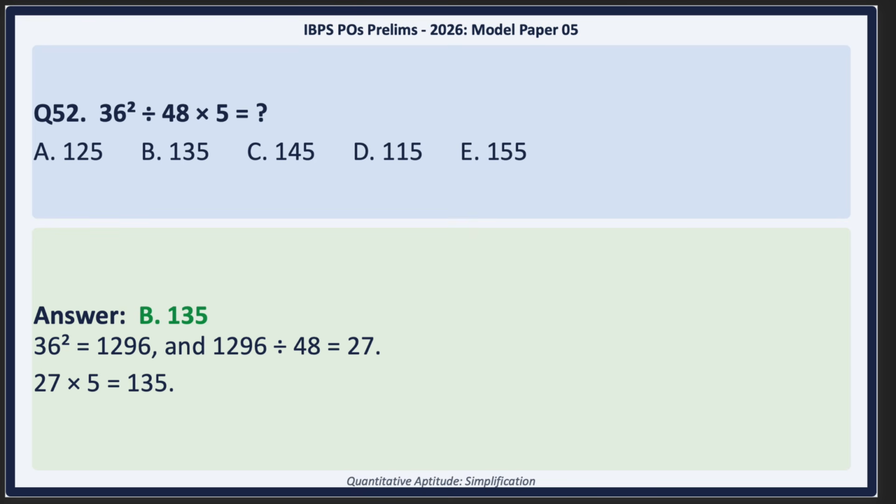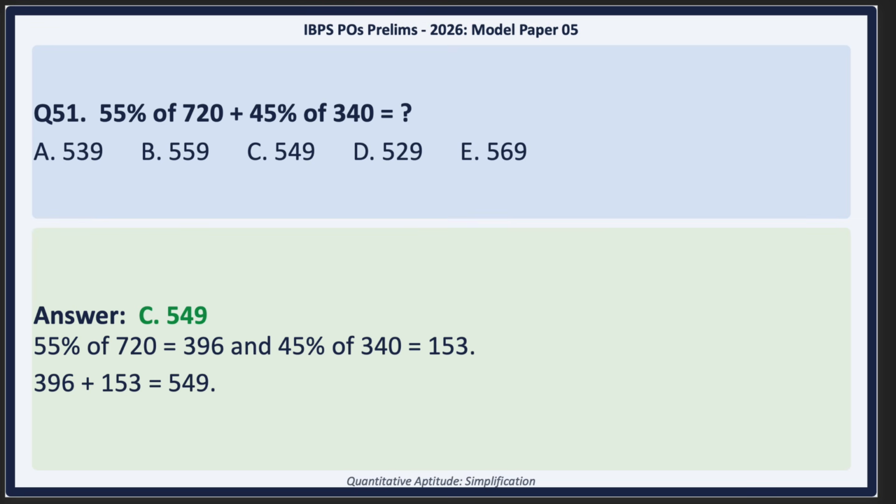Like in question 51, you need 55% of 720 plus 45% of 340. Don't multiply. So chunk it again. Yeah, find 50% of 720, which is 360, and add the remaining 5%, which is 36. That's 396. Okay, and do the same for the second part. So 50% of 340 is 170 minus 5%, which is 17, to get 153. Add them up for 549.